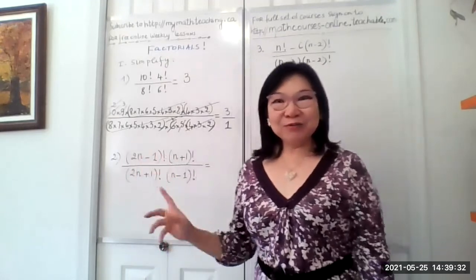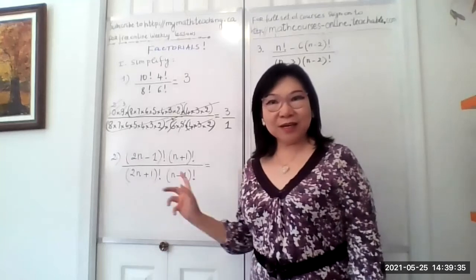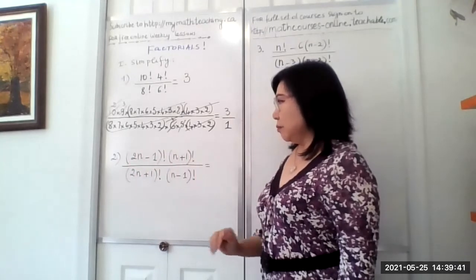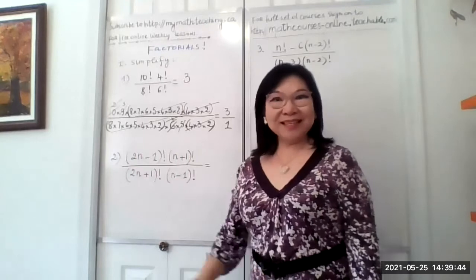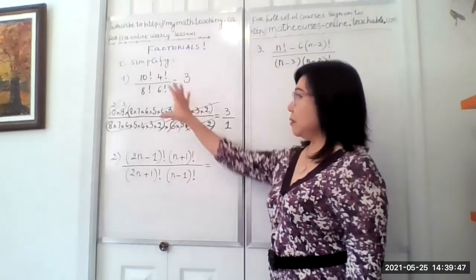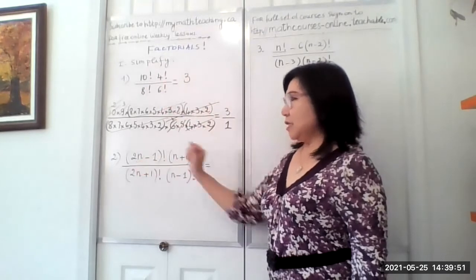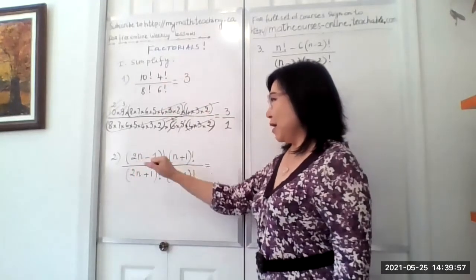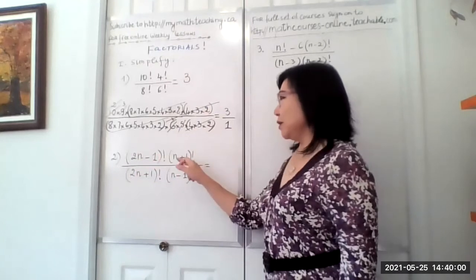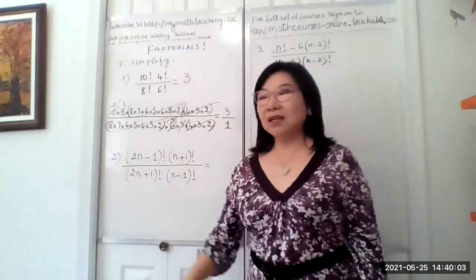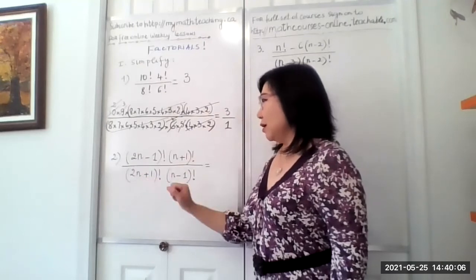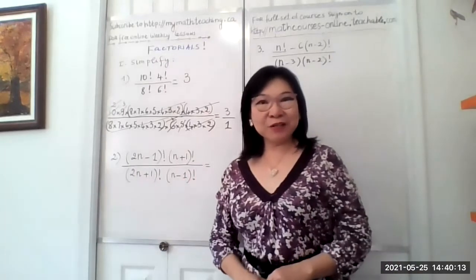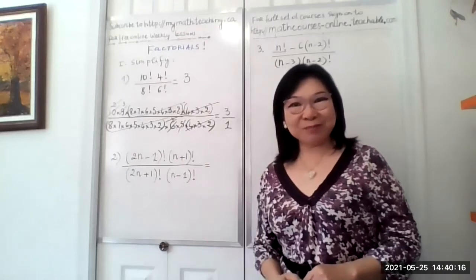Okay, so now we're going to progress through the next question. In the next question, we have square root brackets on the top and square root brackets at the bottom. And these are not numbers like this, right? But it's an algebra expression. So let's take a look at the first bracket. We have (2n minus 1) factorial times (n plus 1) factorial divided by (2n plus 1) factorial times (n minus 1) factorial. How are we going to approach this problem?